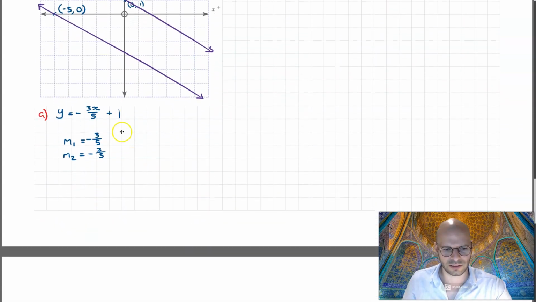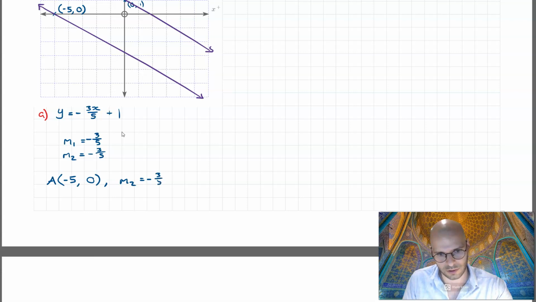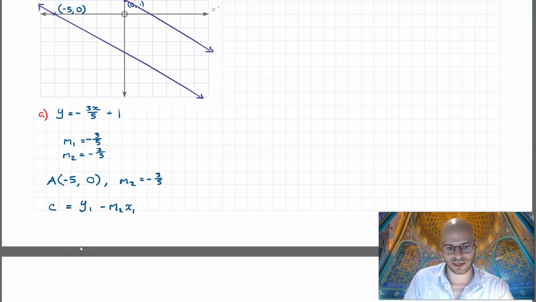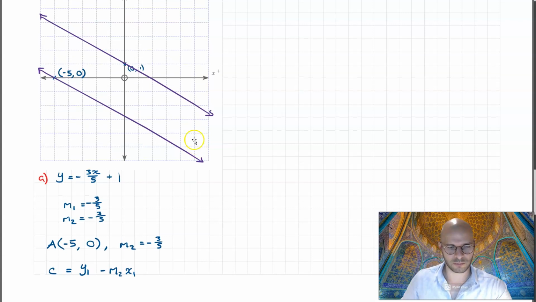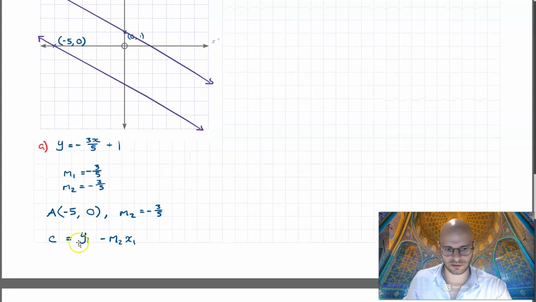Next step, we need to determine the y-intercept. To do this, we know that we're going to cut through point A, which is at (-5, 0), and we've got the gradient of negative 3 over 5. So all we need to do is plug it into the formula c equals y1 minus m2 x1. If you want, you can drop all of these, it's up to you. Alright, next step, we have to sub in our values here. So I'll just do it here and then I'll copy it upwards.